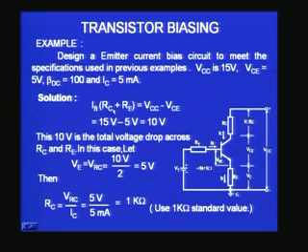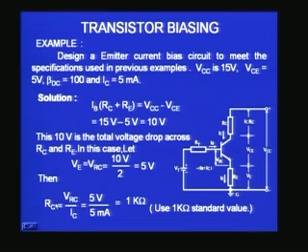So you know the Vce should be 5 volts, therefore 15 minus 5 volts is 10 volts, and that 10 volts is the voltage that will be dropped across these two resistors Rc and Re. So this 10 volts is the total voltage drop across Rc and Re. In this case we just take the voltage across Rc to be half of the total voltage. That means 10 divided by 2, 5 volts. So we require 5 volts to be dropped here, 5 volts here, and 5 volts here.